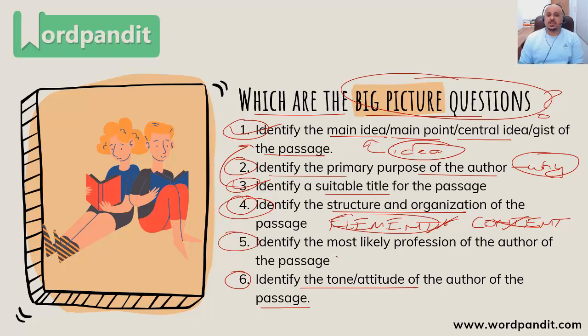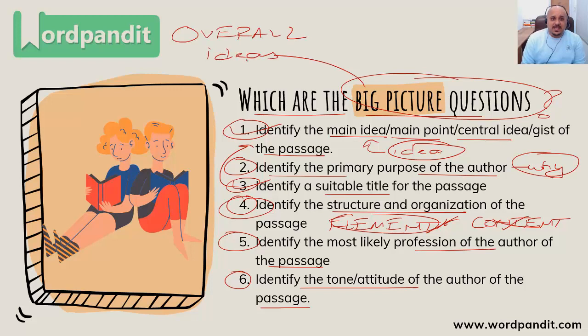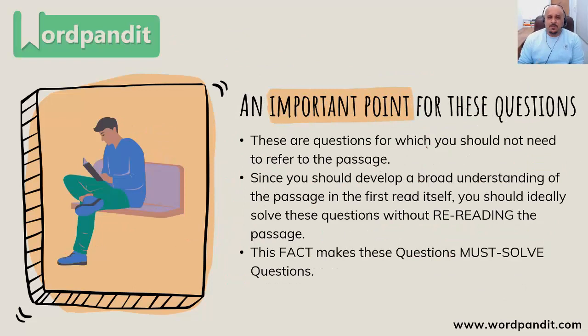Then you've got another question type in this set of questions, identify the most likely profession of the author of the passage. These are all questions which are based on the big picture, which basically means they are based on the overall ideas of the passage, right? So these are the different types of questions that you have. Now, an important point for these questions. These are questions which are based on the overall idea of the passage, which means the one very critical thing you've got to keep in mind is you should not need to refer back to the passage for these questions. You should not need to reread the passage, right?